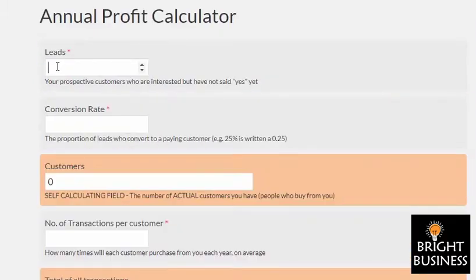Let's have a look at leads. A lead is someone who has not said yes yet. You've had a conversation with them, or they've made contact with your business, but they haven't actually given you any money yet. So let's say you get 100 leads.